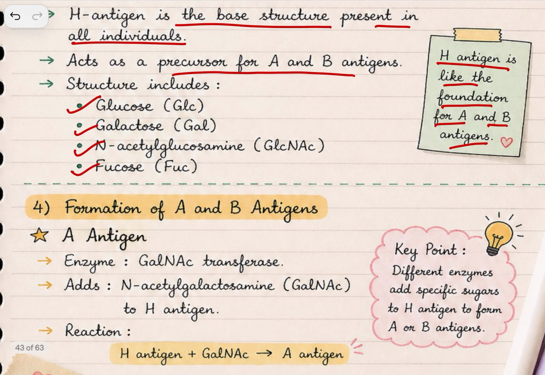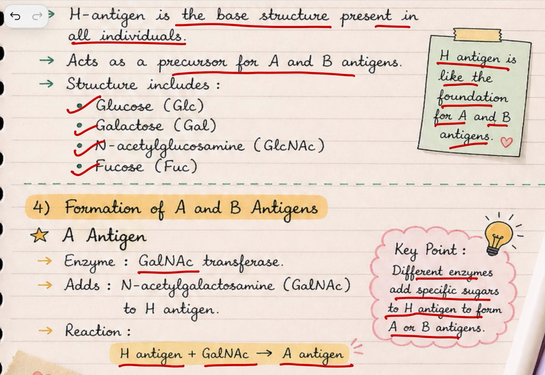Different enzymes add specific sugars to H antigen to form A or B antigen. Let's talk about A antigen formation. Over here the enzyme required is N-acetyl galactosamine transferase. So H antigen along with N-acetyl galactosamine, in the presence of N-acetyl galactosamine transferase, gives A antigen. This reaction is very important.